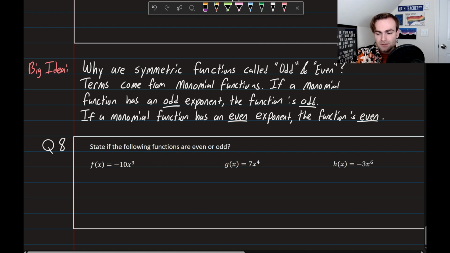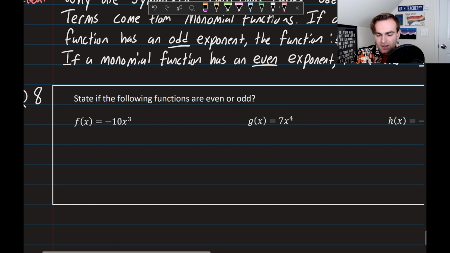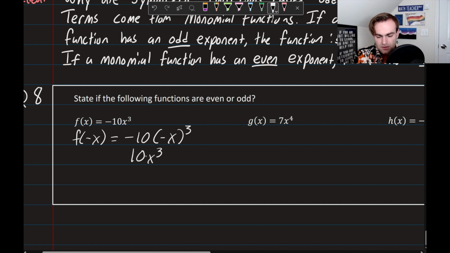So if we look here, whether these functions are even or odd, if I substitute in a negative x, it's very easy to see what's going to happen. We're going to get 10 times negative x cubed, which is negative 10x cubed. So this one is odd.